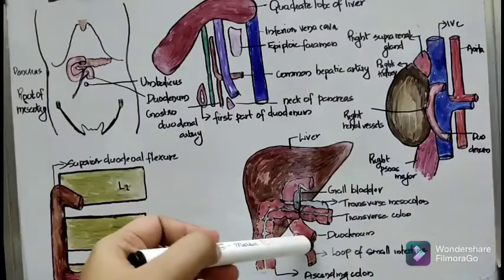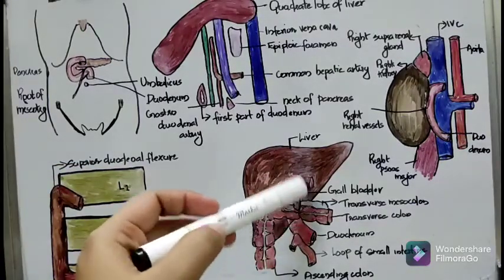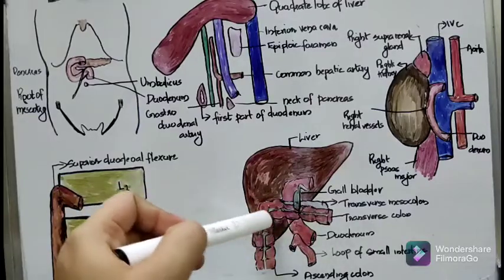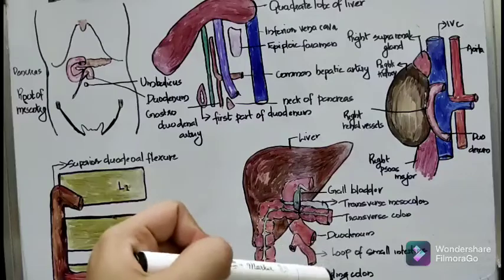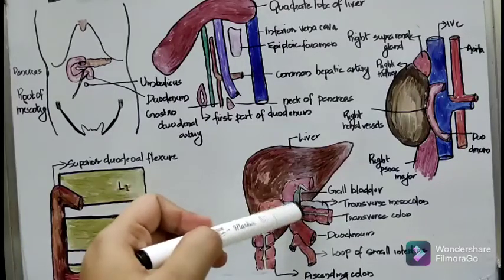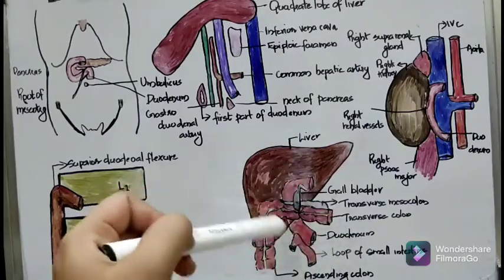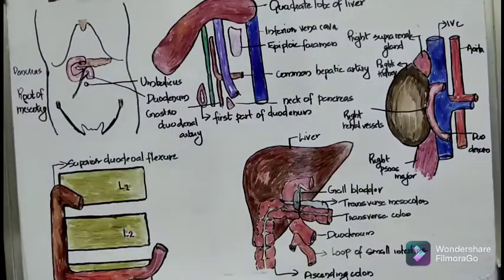So this is the duodenum. The anterior relations are the liver, the transverse colon, transverse mesocolon, the loop of small intestine, and the gallbladder. So these are the anterior relations. Next are the posterior relations. In this figure you can see the posterior relations.